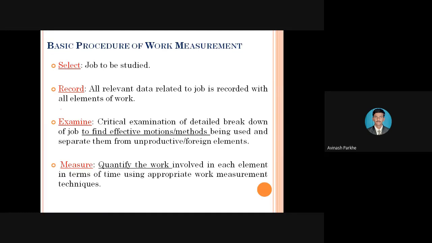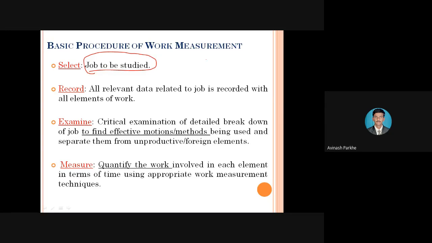Then this is the procedure. In the previous slides also we have discussed the work measurement procedure, that is, select. So if I have to go for the measurement of time for any method, what is the first requirement? I have to select the method, number 1.